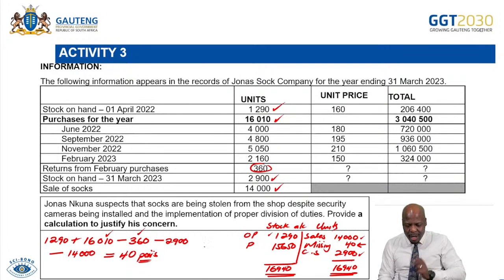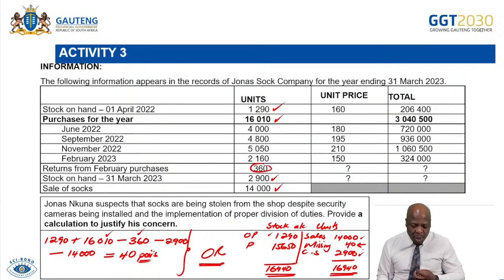So here I gave you again two methods. You don't use the two methods. You choose one, the one that you find is easy for you. Okay? If you use this method, then you discard the T account. But if you choose to use the T account, then that will still give you your number of units that are missing. Okay. Let's go on and see if we have more questions to follow.